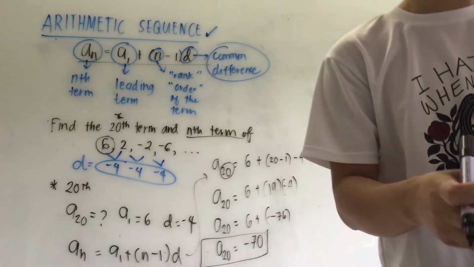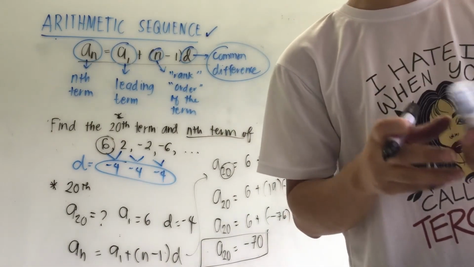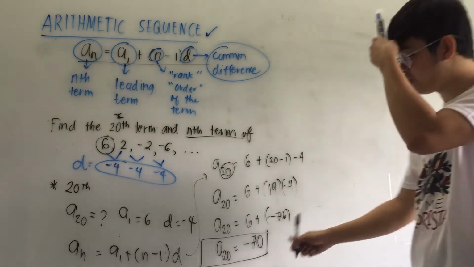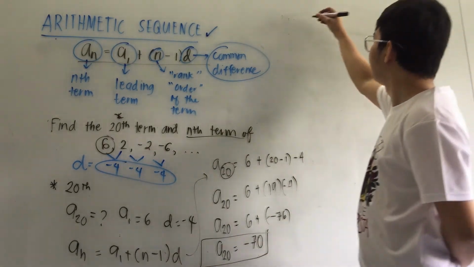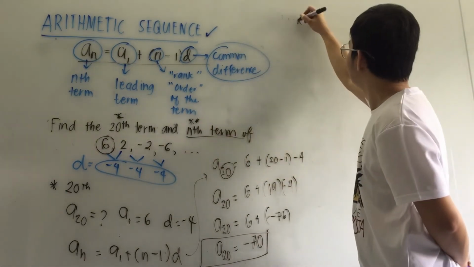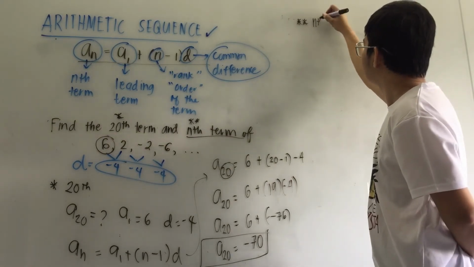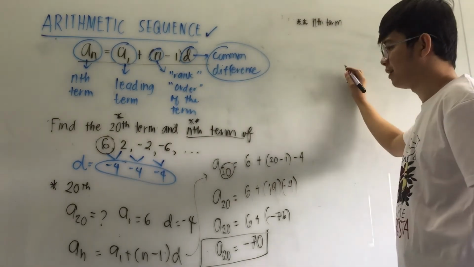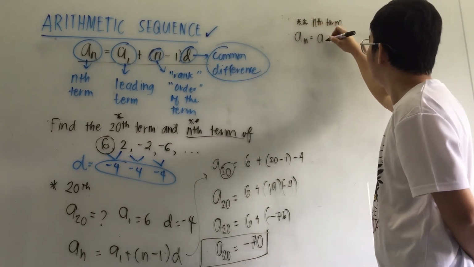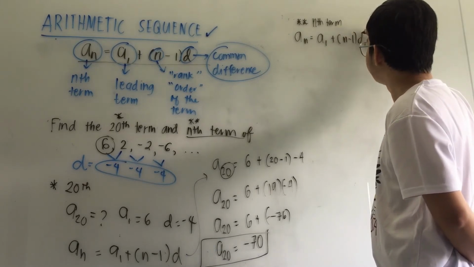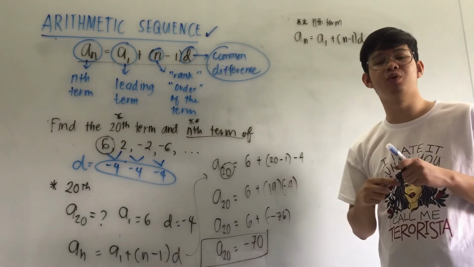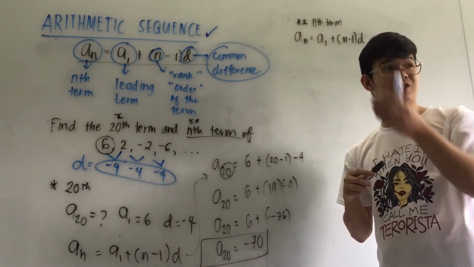The nth term. Again, for the nth term, we're going to expect to have an equation as our final answer. And here we have the numerical answer. So now, for the nth term, we have the double asterisk. Therefore, the nth term will be what? Copy first the a sub n equals a sub 1 plus n minus 1 times d. And then, since this is the nth term, you don't have any value to substitute for n.